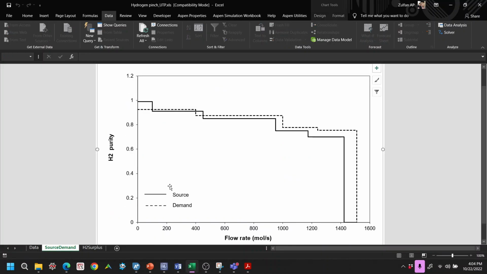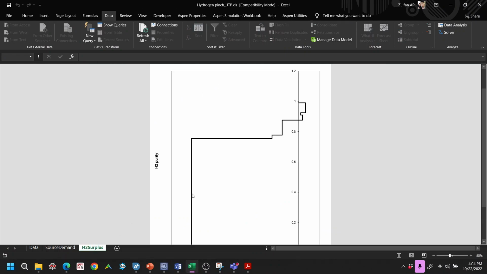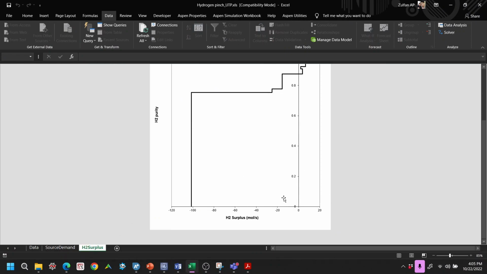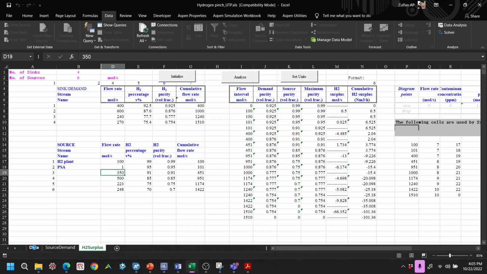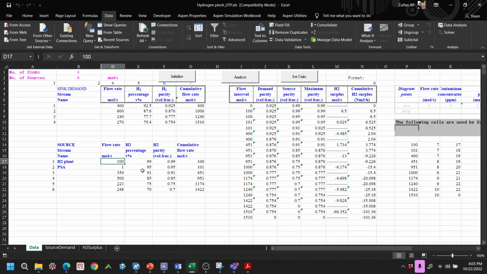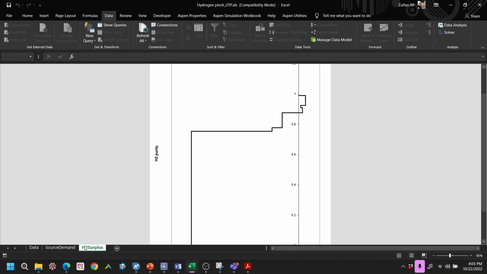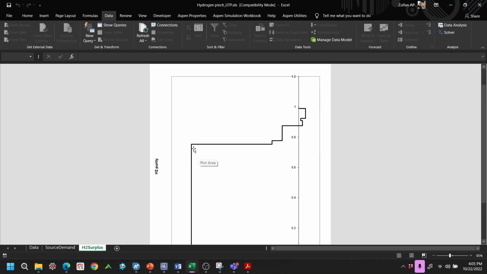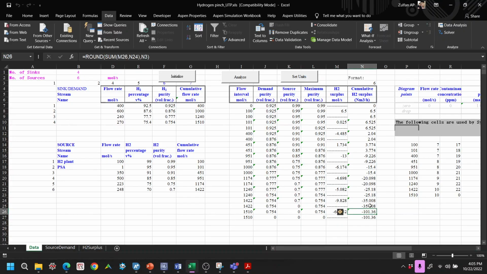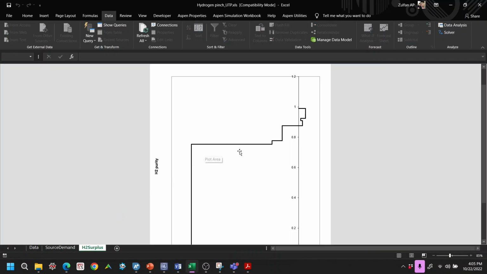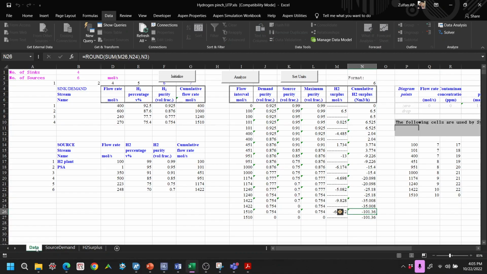And then we can see the source and demand graph looks like this, and the hydrogen surplus, everything is negative. So we need a lot more hydrogen, because we only supply 100 as the purest. So if I understand this correctly, this one goes to the far left, so we have to put this into 0 in such a way that the whole graph moves to the right. See if I understand this.